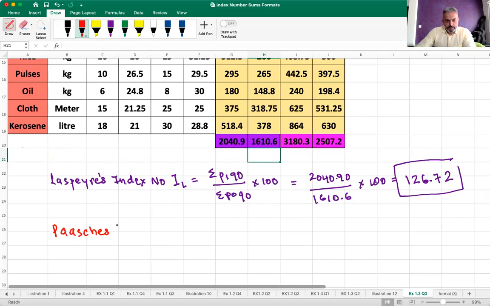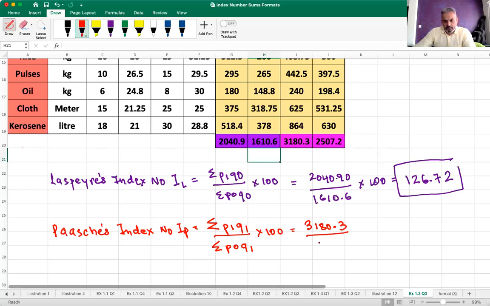Paasche's index number IP is equal to sigma P1Q1 upon sigma P0Q1 into 100, which is equal to 3180.3 upon 2507.2 into 100, which is equal to 126.84668, so 126.85.